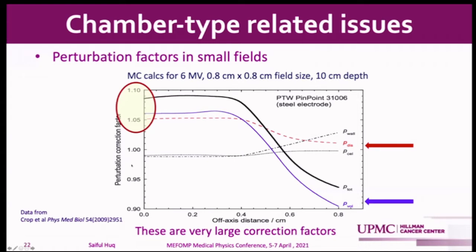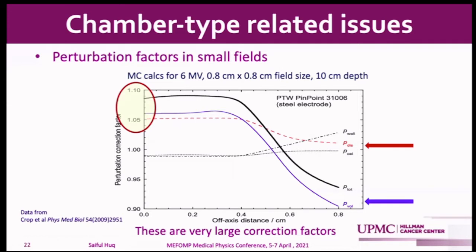At the central axis, where the absorbed dose or the reference dose is determined, you see the displacement correction shown in red is about 5%. And the volume averaging correction is another 5% or so. So the total perturbation correction factor becomes about 10%, which is significantly different than what we saw in the previous slide for broad beam geometry.